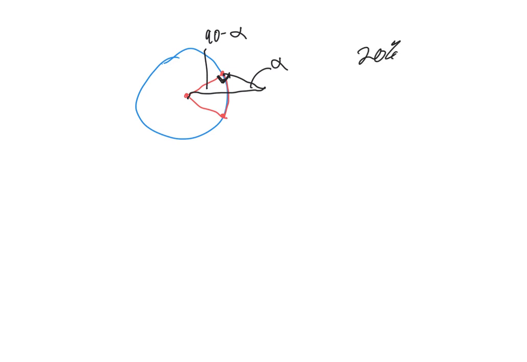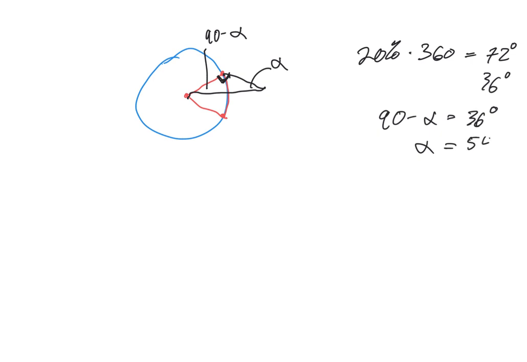So 20% of 360 is 72 degrees, half of which is 36 degrees. And I want the 90 minus alpha to be that 36 degrees. So I really want alpha to be 54 degrees. So if alpha is 54 degrees, I'm asked what this length from here to here will be for t.